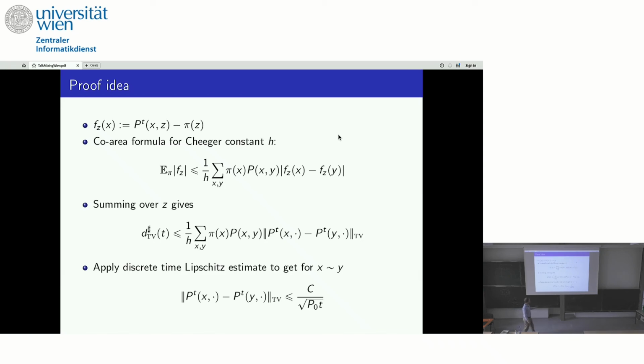So you have p_t(x,·) minus p_t(y,·) in total variation distance. And by the curvature, this will decay in time like 1 over square root t. So these two coincide, and you can combine them and get the estimate for the Cheeger constant.